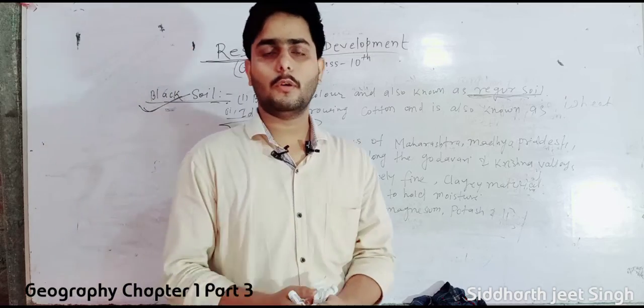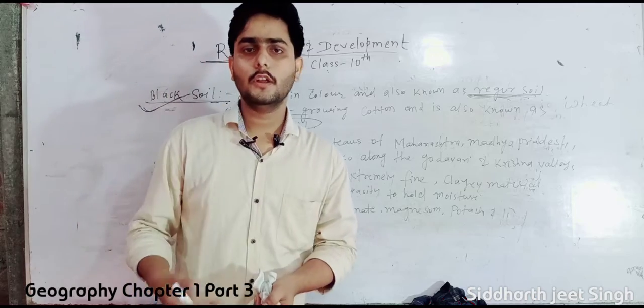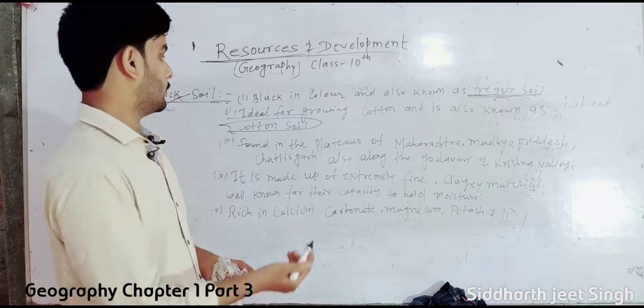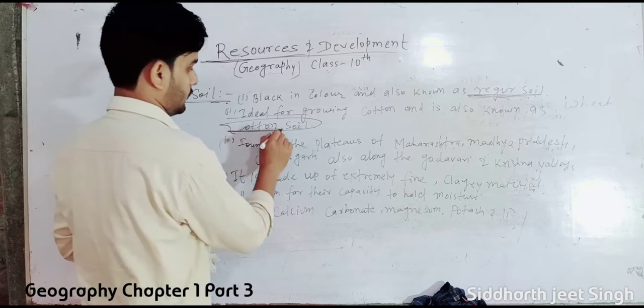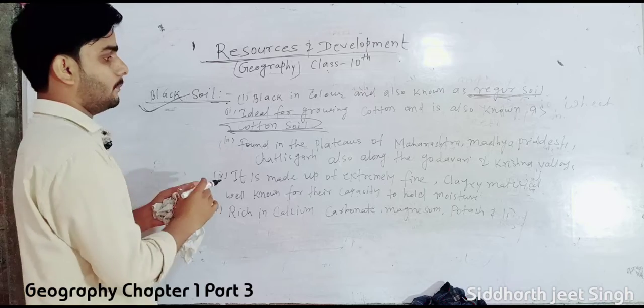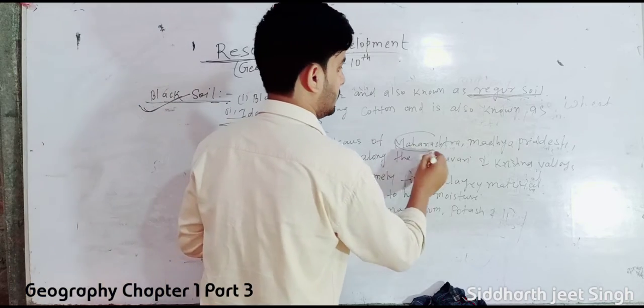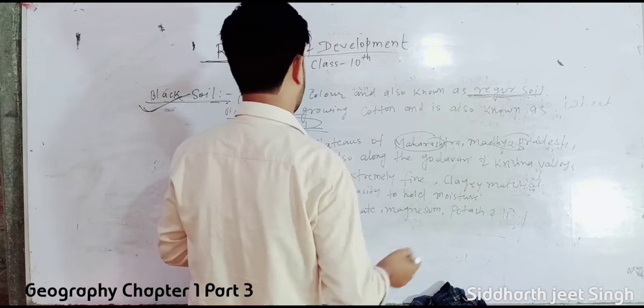Why is black soil also known as cotton soil? Because this soil is ideal for cotton crops. It is found in the plateau region of Maharashtra, Madhya Pradesh, Chhattisgarh and along the Godavari and Krishna valleys.